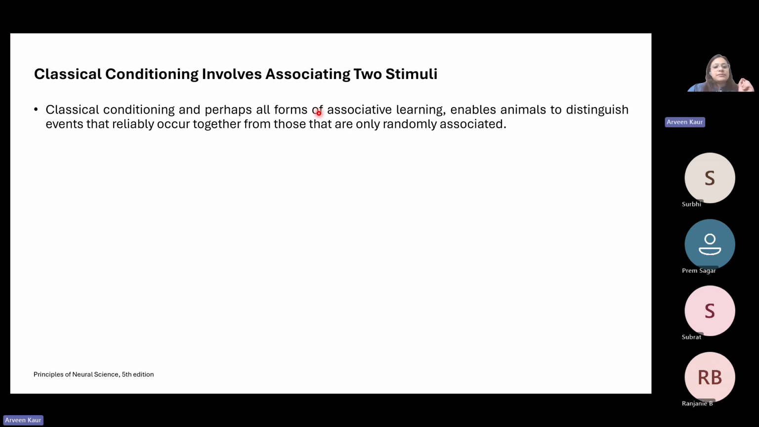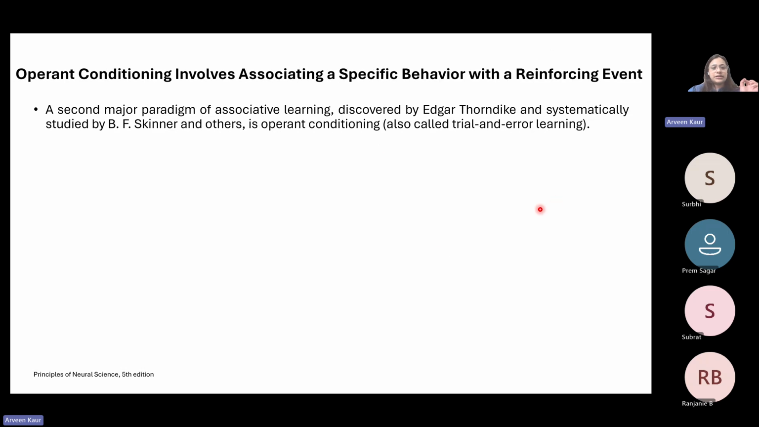Classical conditioning, and perhaps all forms of associative learning, enables animals to distinguish events that reliably occur together from those that are only randomly associated, right? So then operant conditioning, which is the other kind of associative learning, involves associating a specific behavior with a reinforcing event, right? So I'll come to what operant conditioning is. Please give me a moment.